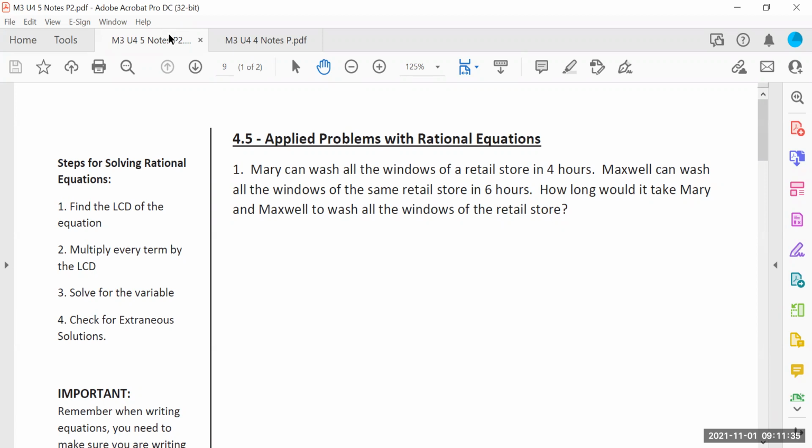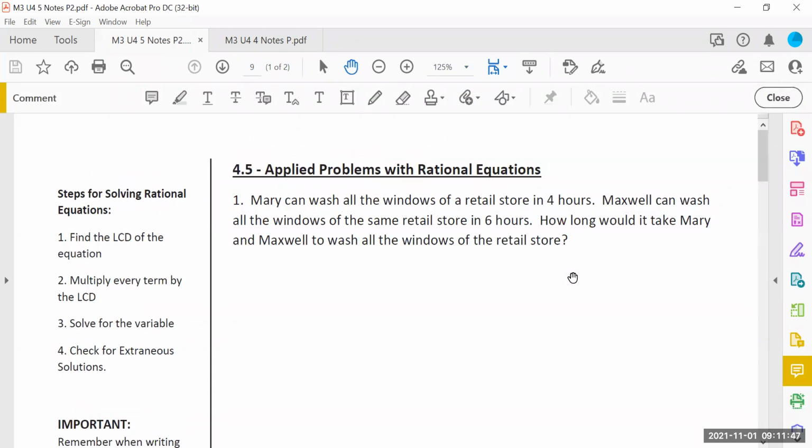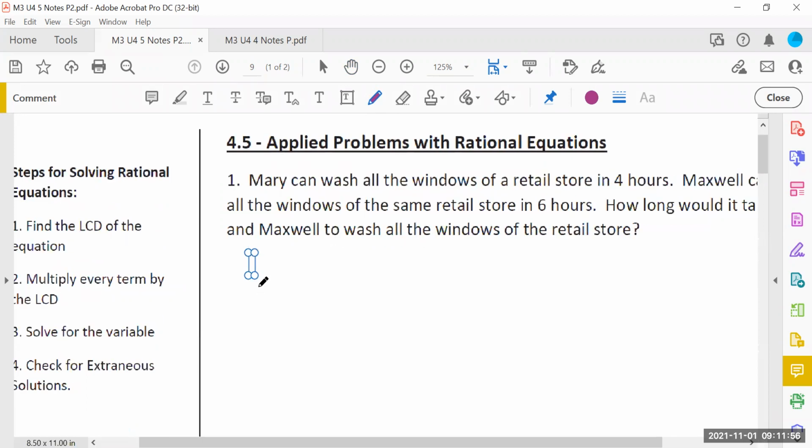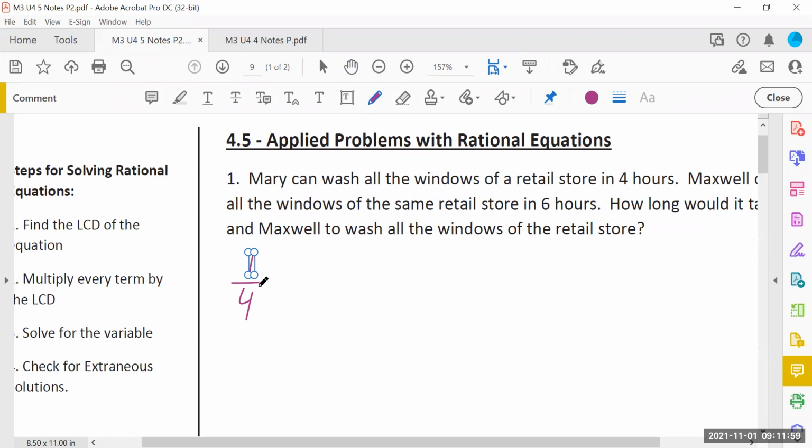Okay. So the way we set this up is we decide, how much does each person do in 1 hour? And that means making fractions. So Mary, in 1 hour, washes 1/4 of the windows, right? Because it takes her 4 hours to do the whole thing. So each hour, she does 1/4 of it. Maxwell, each hour does 1/6 of the windows. Does that idea make sense to everybody? That in 1 hour, we've got 1/4 of the windows washed and 1/6 of the windows washed.